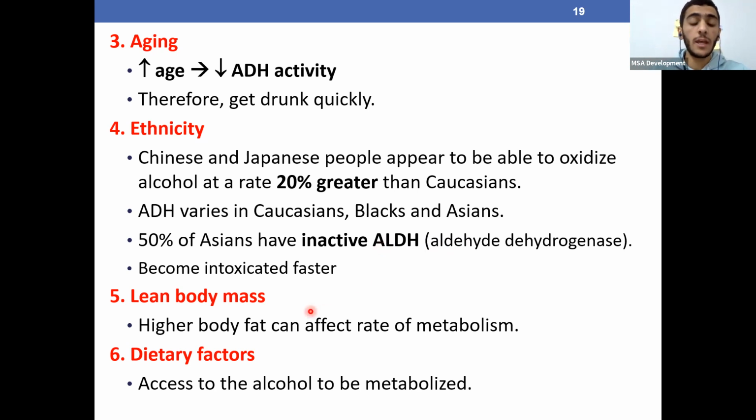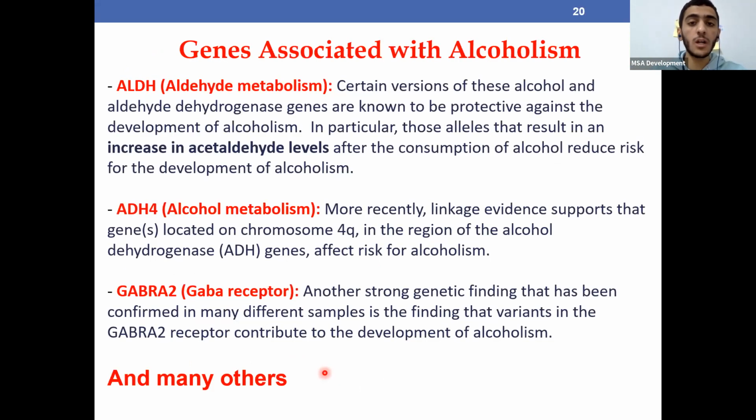Okay, and then lean body mass. If you're a higher weight, a fatter person, then you have a greater alcohol tolerance, because you can break down alcohol faster. There are also other dietary factors, like what you're eating or your diet. Now, genes associated with alcoholism, I don't think this slide is really important. All it talks about is that certain genes are going to be contributing to different forms of the enzymes. You can read it and go through it.